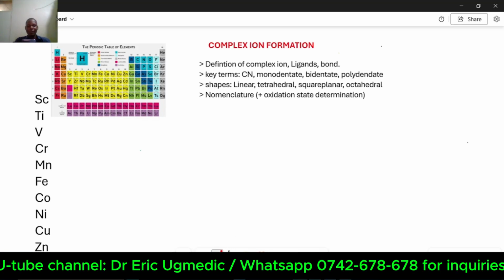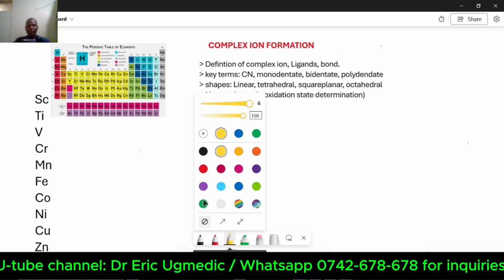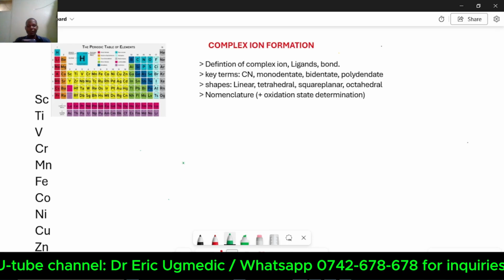Now let's look at another property, which is complex ion formation. These are the objectives we are going to follow so that we cover everything in order. The first one is to define a complex ion.